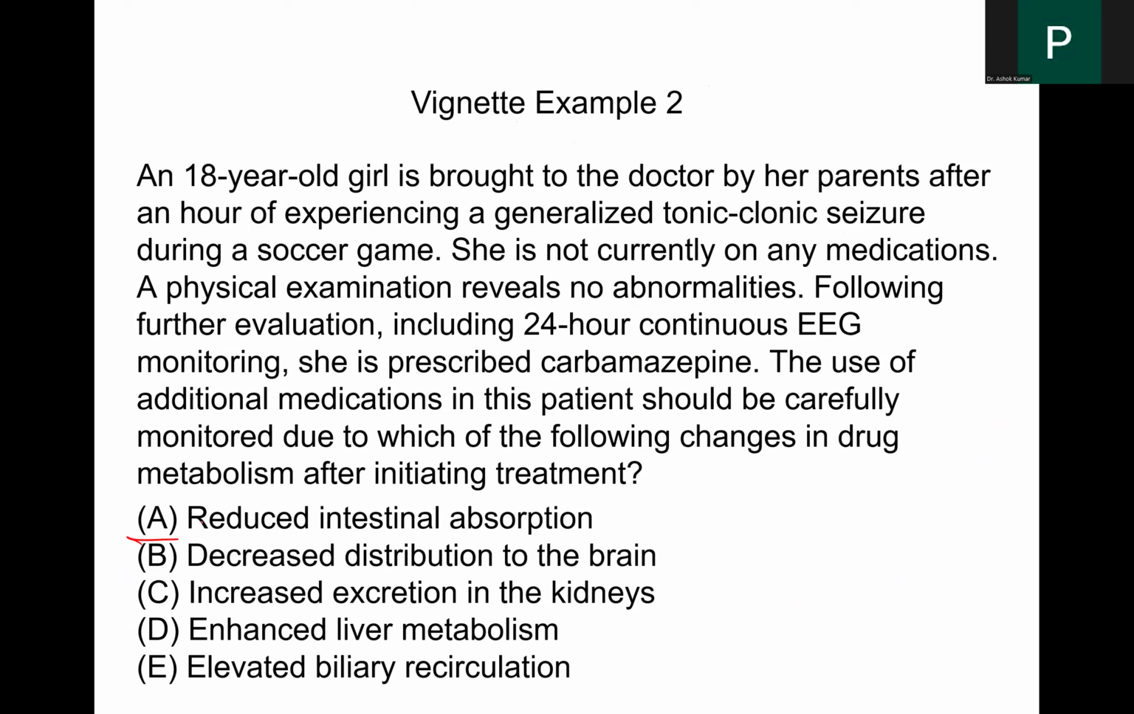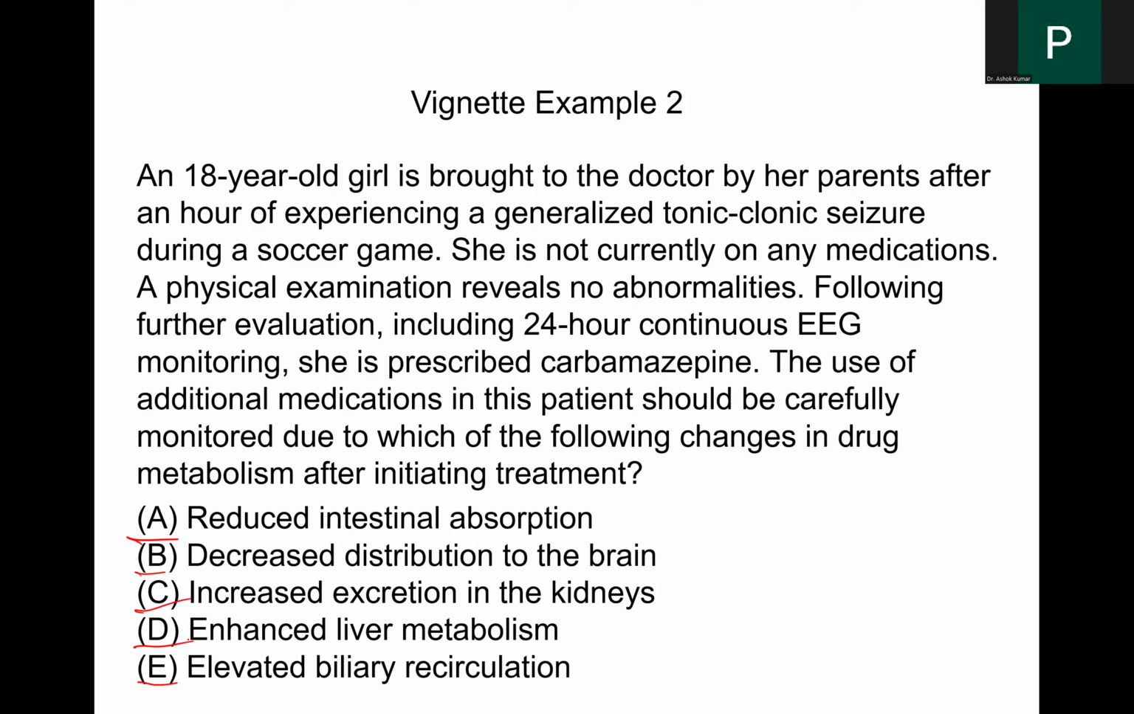A, reduced intestinal absorption. B, decreased distribution to the brain. C, increased excretion in the kidneys. D, enhanced liver metabolism. E, elevated biliary recirculation. Now you are thinking there is some absorption, distribution in the brain, intestinal absorption, excretion in the kidney. At least you have some idea that it's about some chemical compound or some drug that's absorbed or distributed. Something is pharma related.